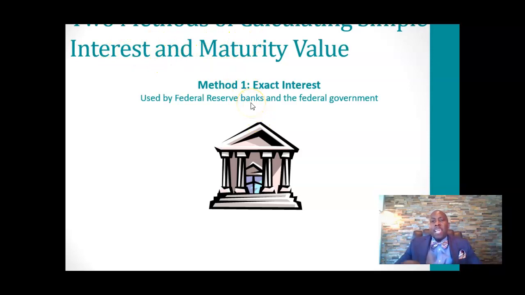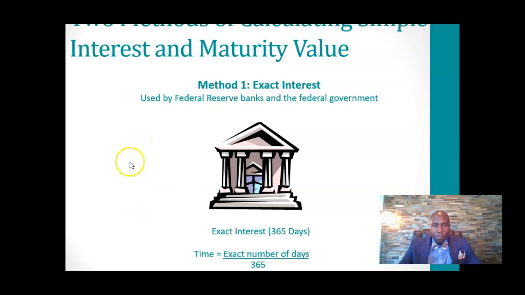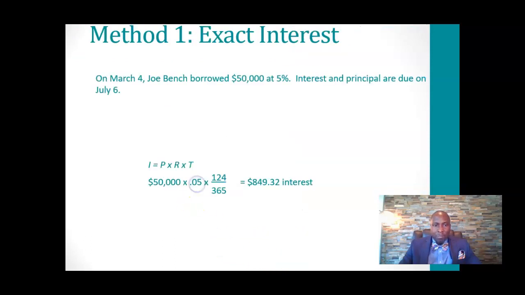One is called the exact interest. This is used by the Federal Reserve Bank and also by the federal government. With the exact interest formula, for time, we put it in terms of days. So the exact number of days of the loan divided by 365, the number of days in a year.